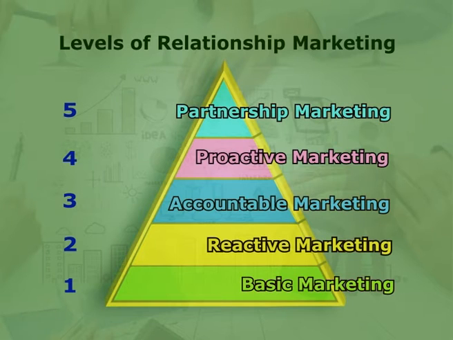The last level is the partnership marketing level. Here the company works continuously with its large and key customers to improve its performance. An example would include when General Motors stations its salespeople at dealerships to ensure optimal relationship development with the brand.